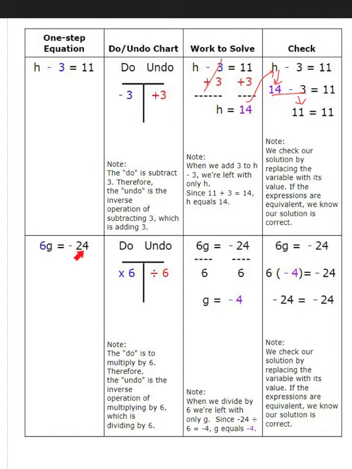6g equals negative 24. Well, the do is multiplying by 6, so the undo is dividing by 6. So I have over here 6g divided by 6, and the 6's will cancel out. What I did to one side, I did to the other side. So g is equal to negative 24 divided by 6.